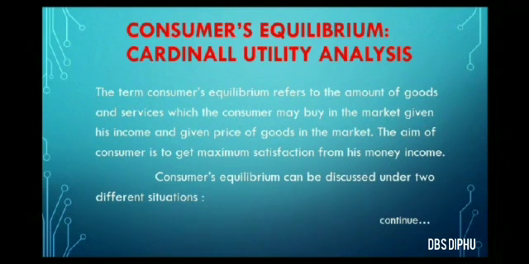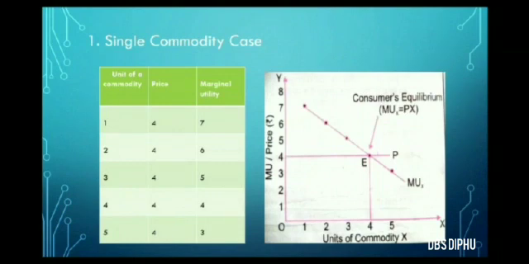So let's start. Consumer's equilibrium, cardinal utility analysis. A consumer is the one who buys goods and services for satisfaction of wants. The objective of a consumer is to get maximum satisfaction from spending his income on various goods and services, given price. Consumer's equilibrium means the maximum satisfaction level of the consumer given his income and the price of goods and services in the market. The two different situations of consumer's equilibrium are the single commodity case and the two commodity case.